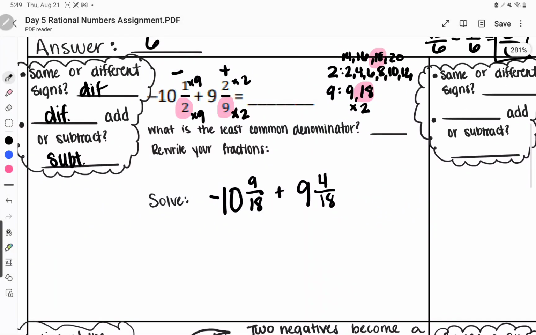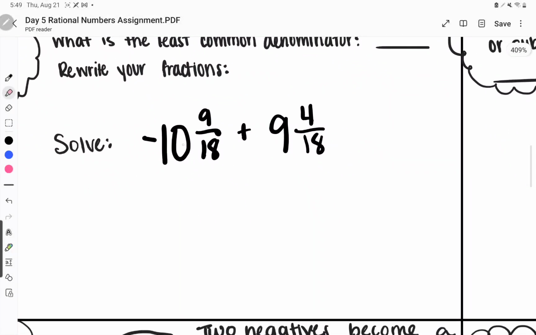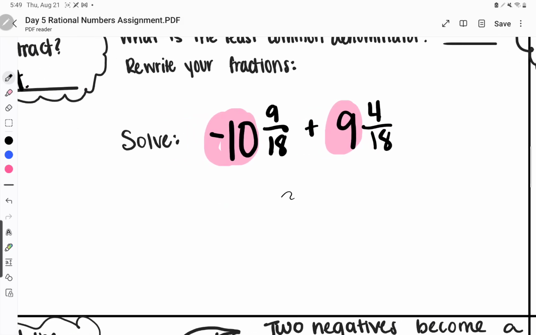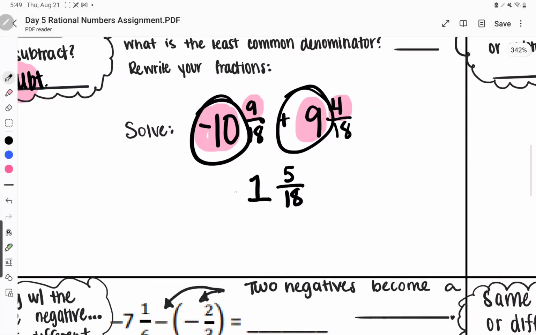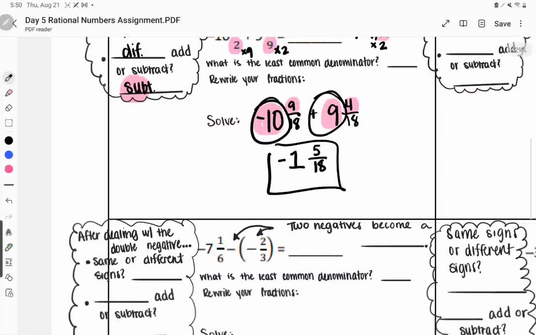Now remember, we said that we are subtracting. So even though there is a plus sign right here, we have different signs, so they have to subtract. So I'm going to do 10 minus 9 because we are subtracting, and 10 minus 9 gives me 1. Then I'm going to do 9 minus 4. 9 minus 4 gives me 5 over 18. And then we keep the sign of the bigger number. So which one's bigger, negative 10 or positive 9? Negative 10 has a bigger absolute value, so that's going to be our answer: negative 1 5/18.